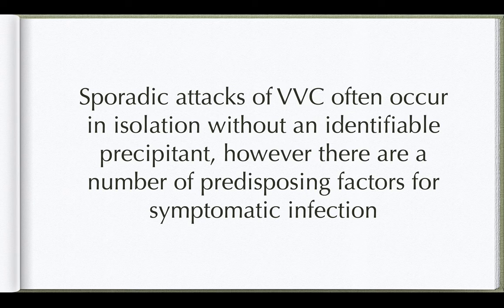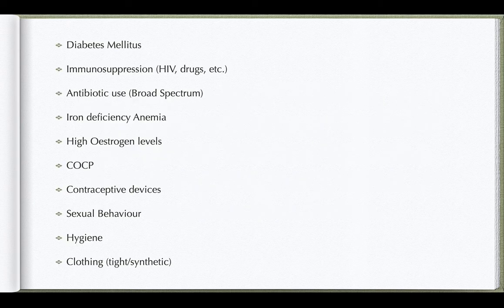Sporadic or acute attacks of VVC often occur in isolation or without an identifiable precipitant. However, there are a number of predisposing factors for symptomatic infection, namely diabetes mellitus. VVC is more common in patients who have poorly controlled diabetes. Candida glabrata has also been shown to be more associated with type 2 poorly controlled diabetics.